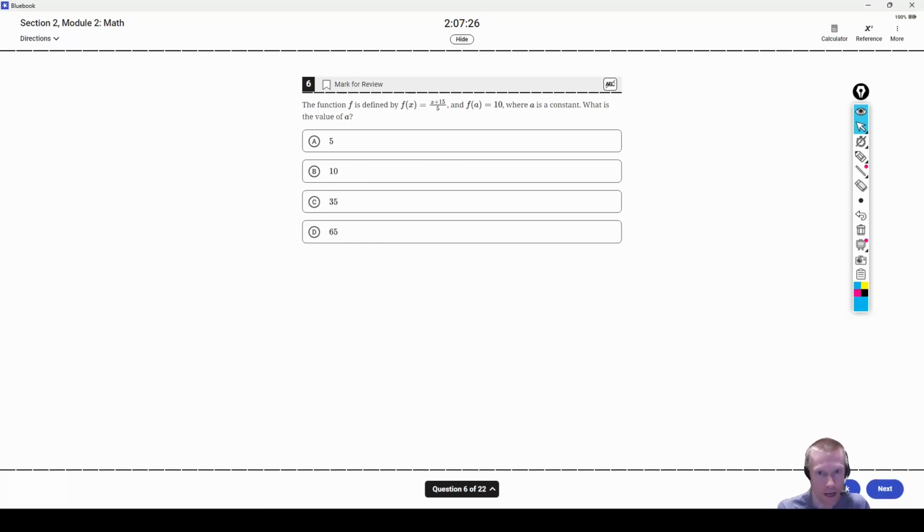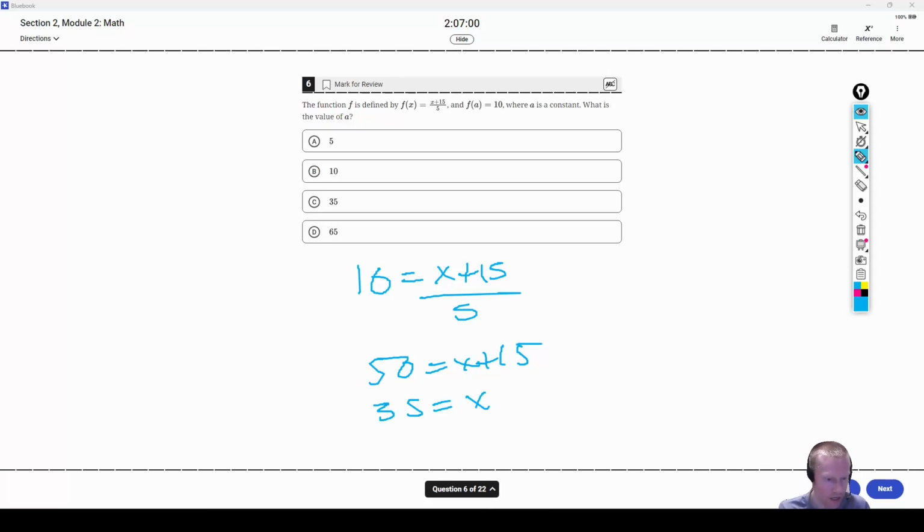Next, number 6, we have a function. It technically is a linear function, even though it might not look like it. And it wants to know, okay, there's some value of a that when you plug it in, it equals 10. What is the answer? So two ways you could do this. We actually already solved problems very similar to this. You can just set it equal to 10 and solve for x. Multiply both sides by 5. And then subtract 15. X is going to equal 35.